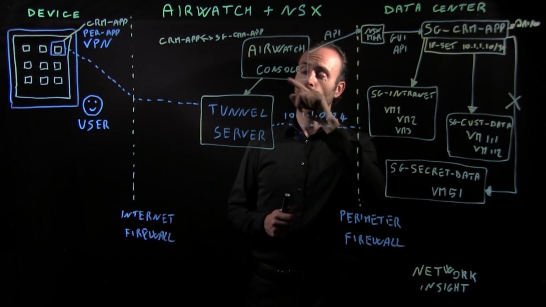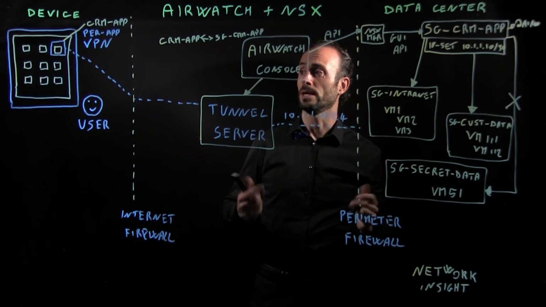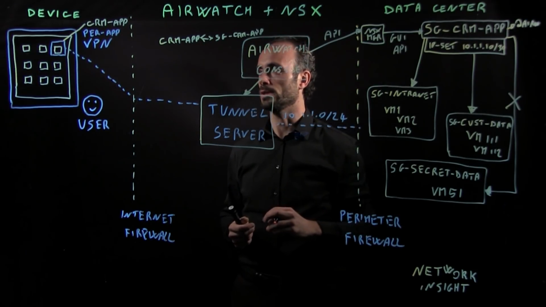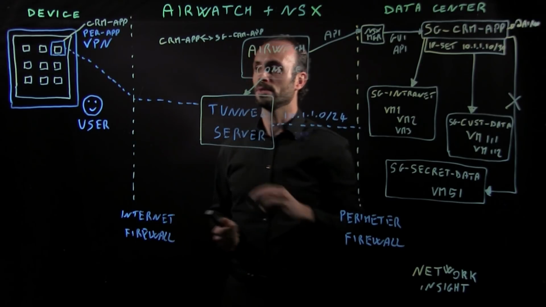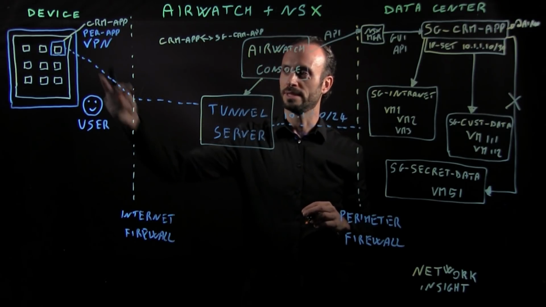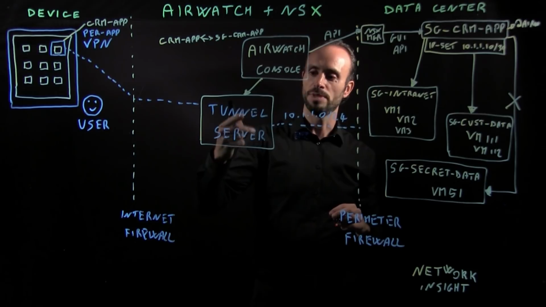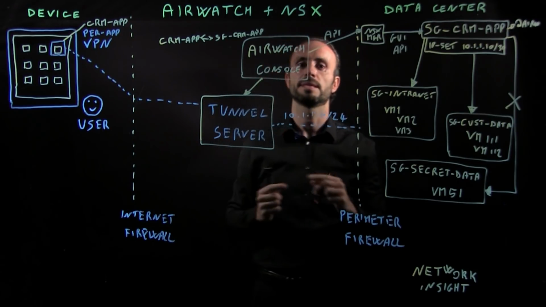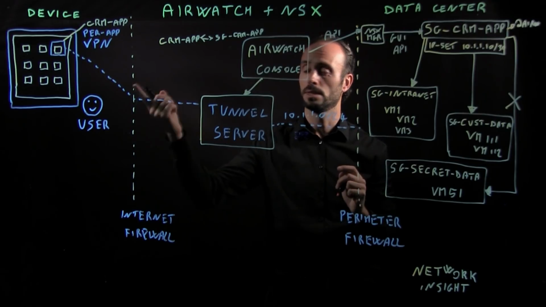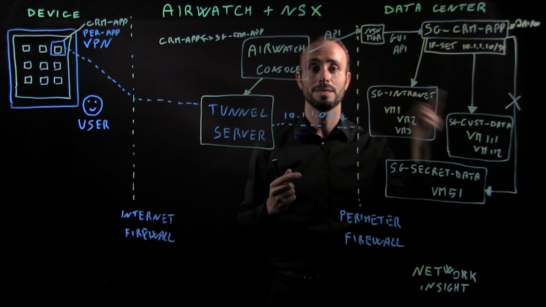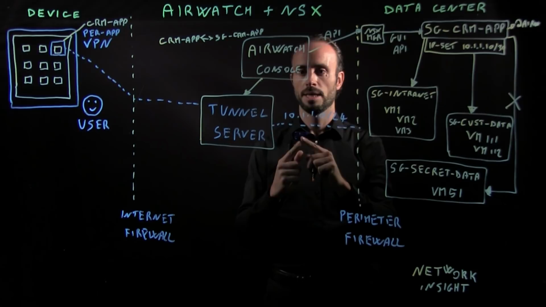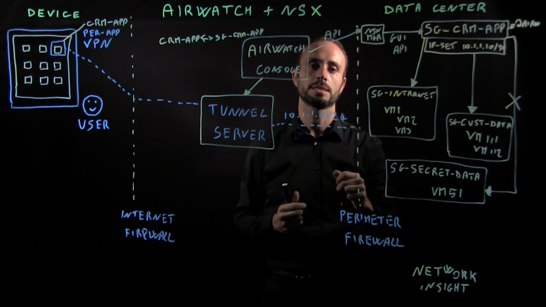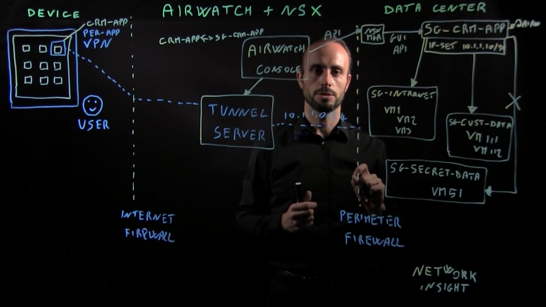Now that we have configured this association, what's going to happen? The user will launch their CRM application. A per-app VPN tunnel will be instantiated. A tunnel will be created and terminated on a tunnel server. The tunnel server will understand the association between the CRM application and the security group on the NSX side, and will instantiate a source IP address for that specific application.